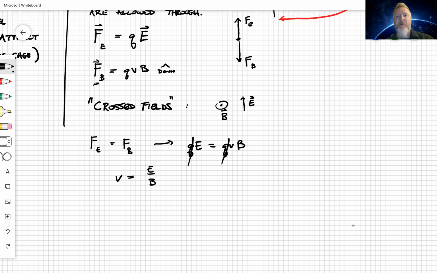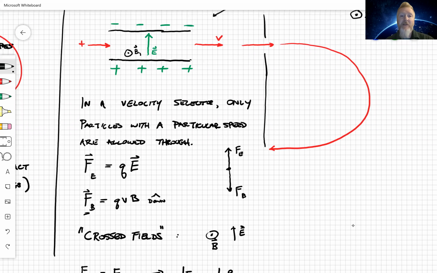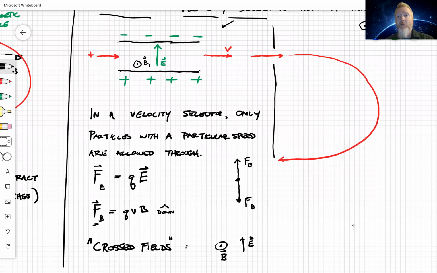Okay. So if you look at this and you say, okay, well, what happens to the other particles, the ones that don't have that velocity? Well, you look at this force diagram. If they don't have that velocity, which force changes? Right? They're all coming through with the same positive charge, so the electric force is all the same. It must be the magnetic force that's changing because of the velocity in there. Okay. So when that happens, you're going to go look through and say, okay, well, if it's going slower, is the B force bigger or smaller?